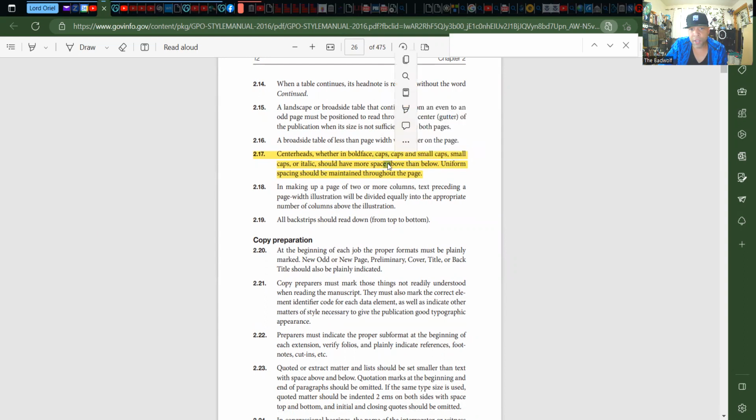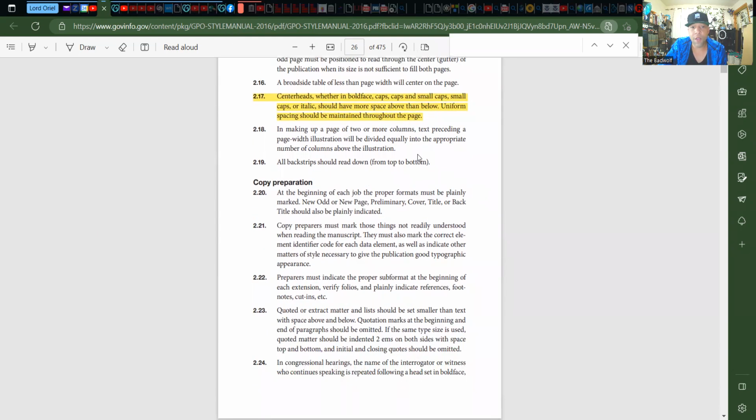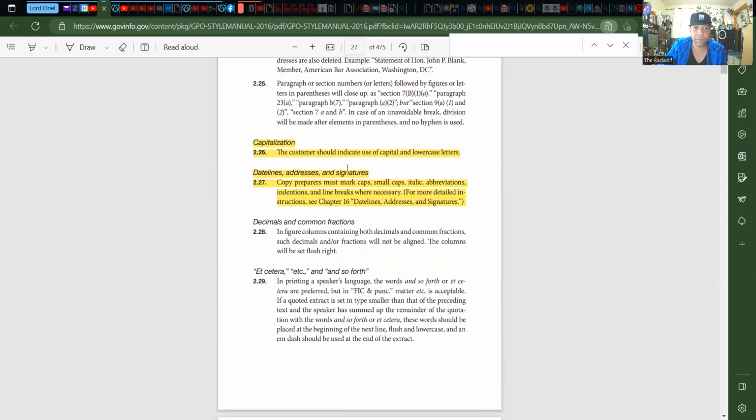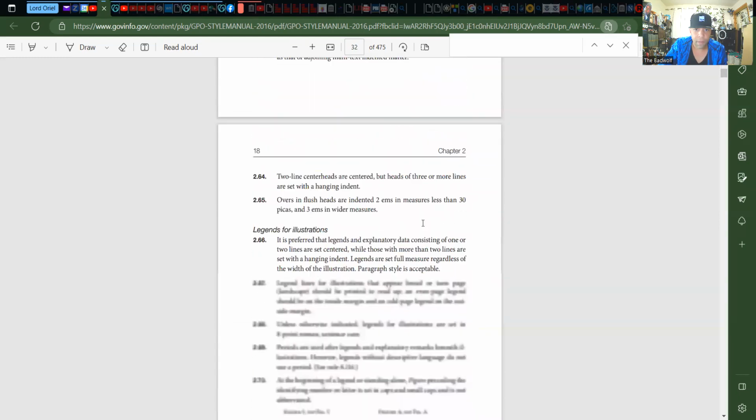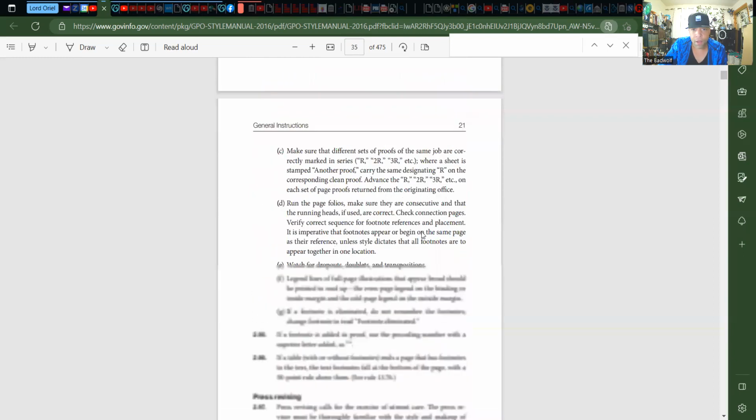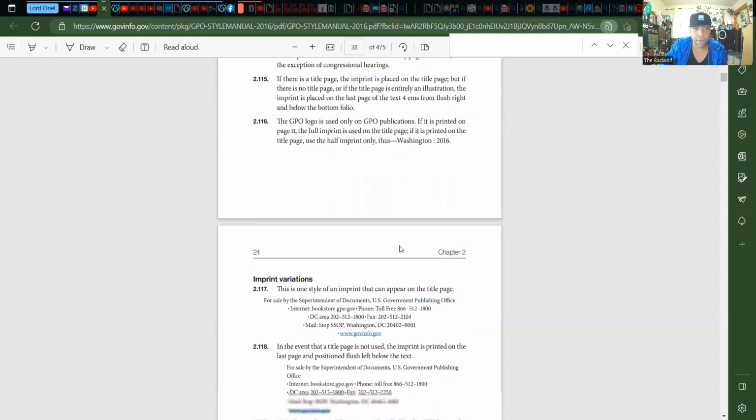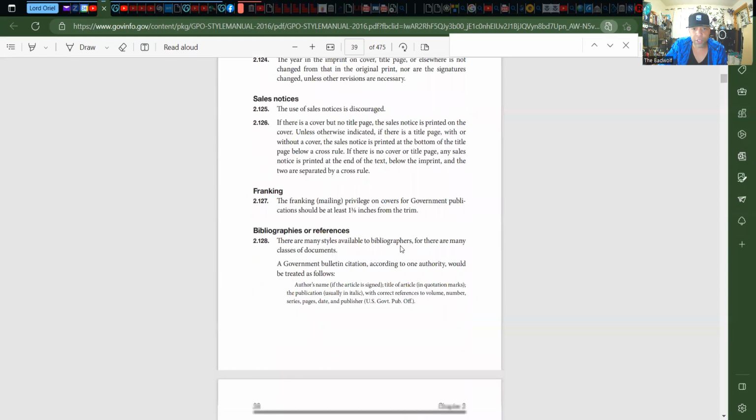These are not just semantics, or whatever you want to call it, trolls. The government recognizes the use of uppercase and lowercase, all lowercase. Capitalization: a customer should indicate use of capital and lower letters. Now, I'm not going to go through the whole thing because it would take forever, there are 500 pages.